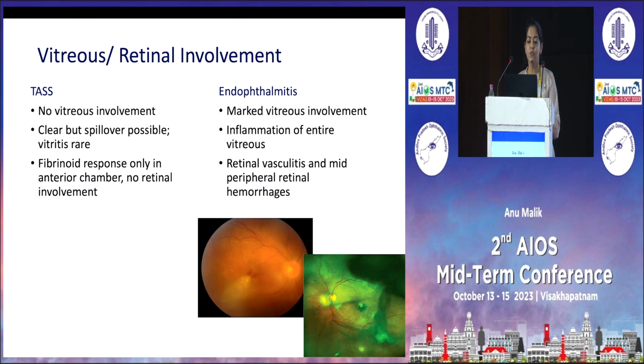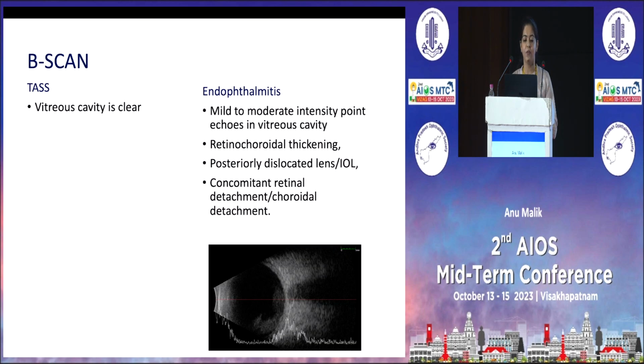In TASS, there is no vitreous involvement. It can be clear, but spillover is possible. Vitritis is rare. Fibrinoid response is only present in the anterior chamber, and there is no retinal involvement. In endophthalmitis, there is marked vitreous involvement. There is inflammation of the entire vitreous. There is retinal vasculitis and mild peripheral retinal hemorrhages can be found.